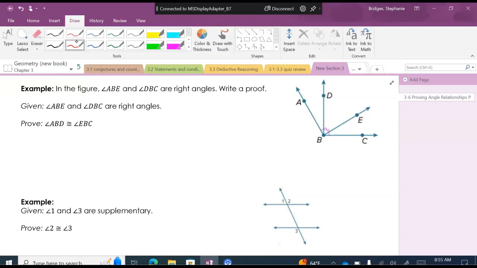Can everybody see the little right angle markings there? There are 2 of them. It has that angle ABE is a right angle, the one that's kind of tilted like this. And then DBC is also a right angle. So what we are trying to prove is that angle ABD is congruent to angle EBC. Now in a proof, what is our first statement and reason always given? So let's go ahead and set that up.